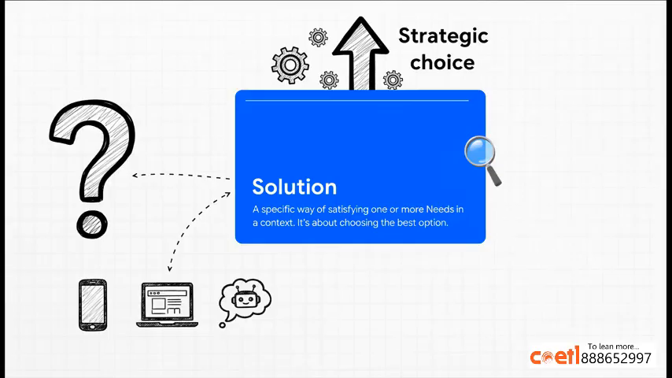Let's say your need is to improve customer service. You've got options, right? You could build a new mobile app, you could improve the website, or maybe create an AI chatbot. The solution is that strategic choice you make. Okay, we're building the chatbot.